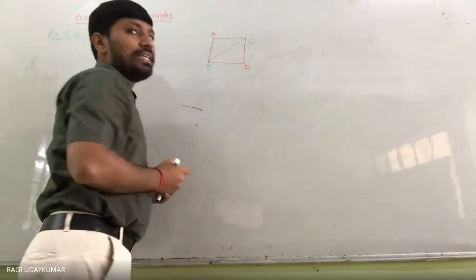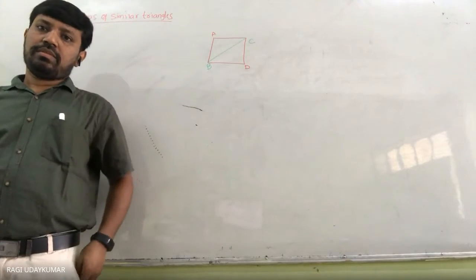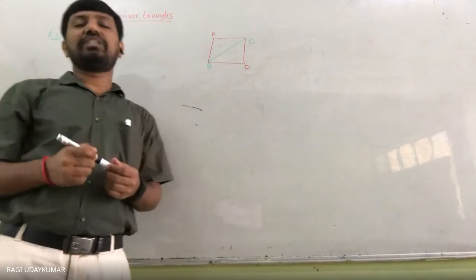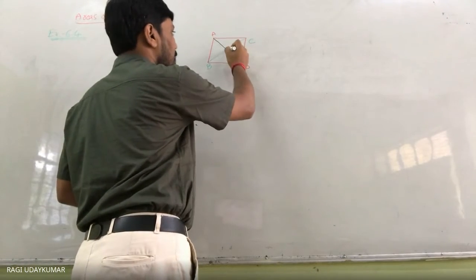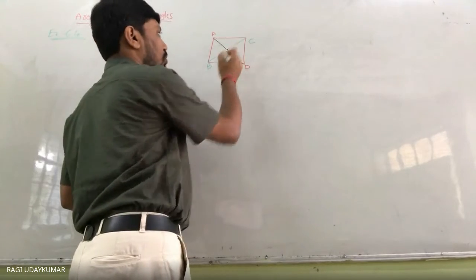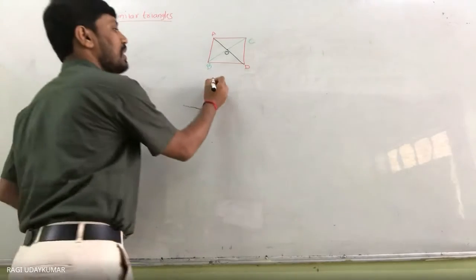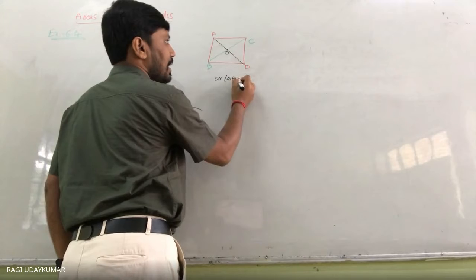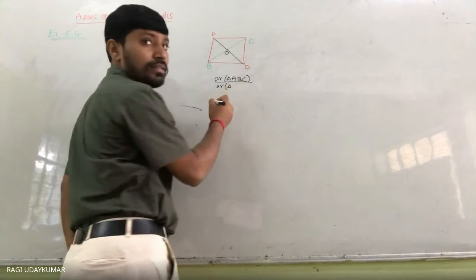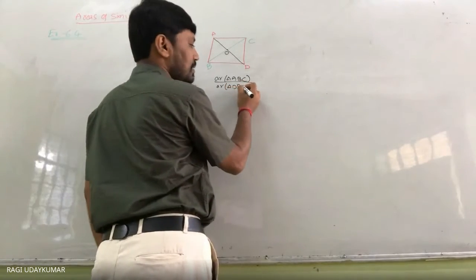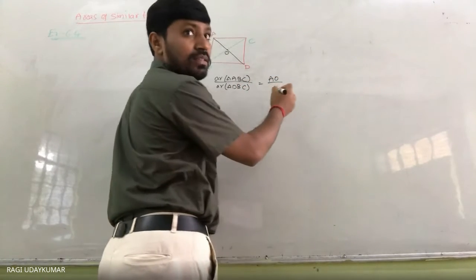In the given figure, it may look like they are parallelograms, or like a trapezium, but it is not a trapezium. And these two lines intersect at a point O. Now we need to prove that the area of triangle ABC to the area of triangle DBC is equal to AO by DO.